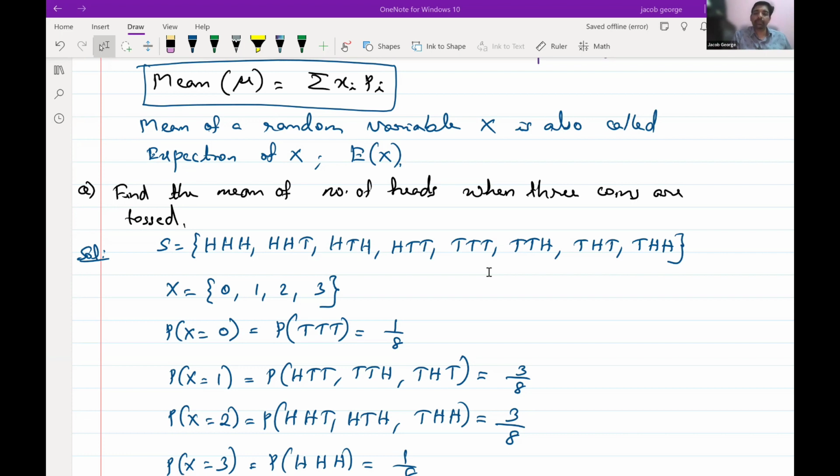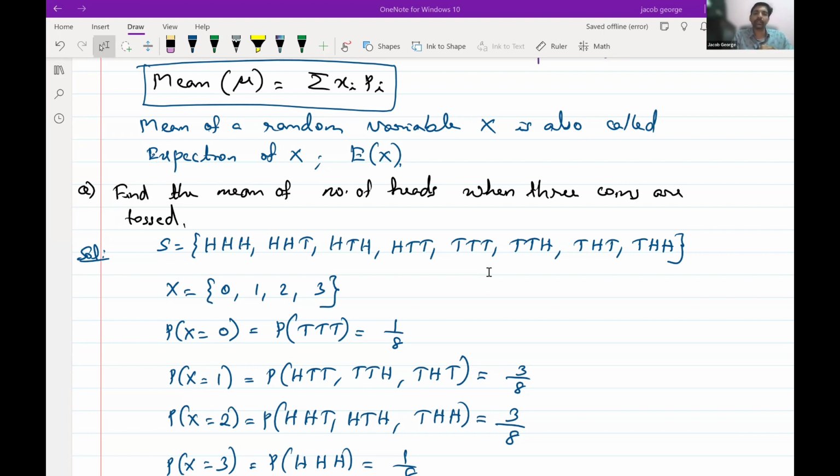Number of heads obtained. Number of heads maximum is 3, HHH is 3. So number of heads can be 0, no head case is there. Number of heads can be 1, number of heads can be 2, number of heads can be 3. So that is our random variable. So random variable X is number of heads obtained when 3 coins are tossed.